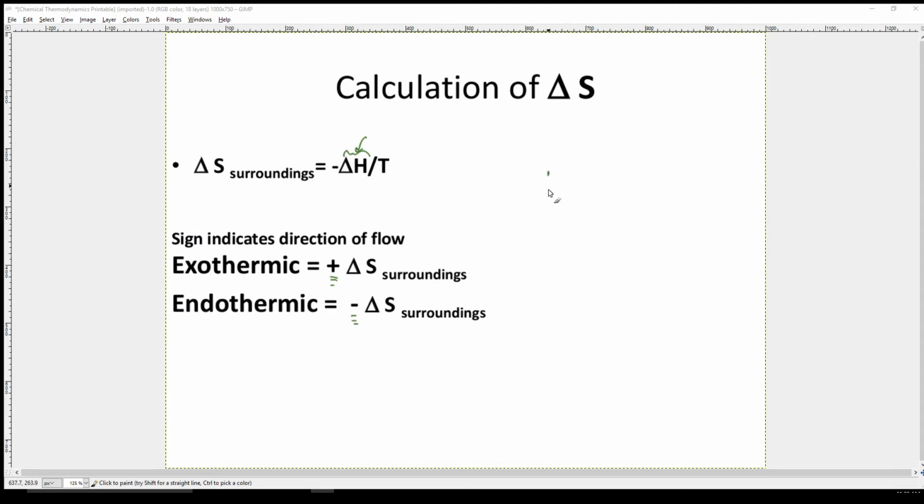Remember, we're talking surroundings. So if you have a reaction happening inside of a box and it loses energy, it is going to the surroundings. Or the other way around, it could be gaining energy from the surroundings.